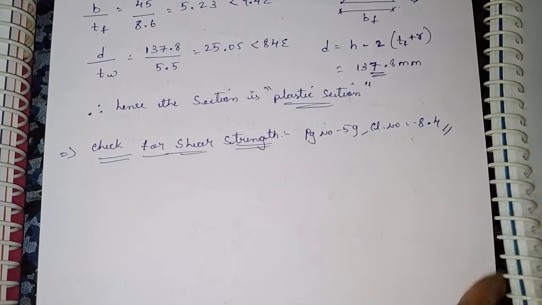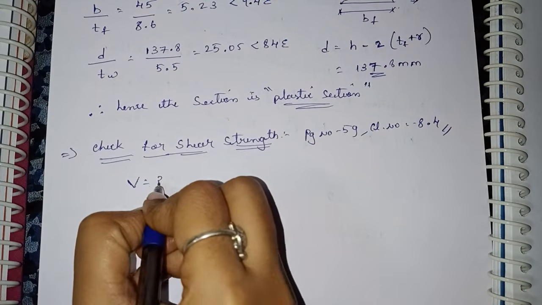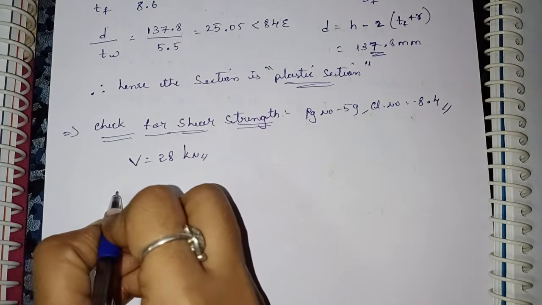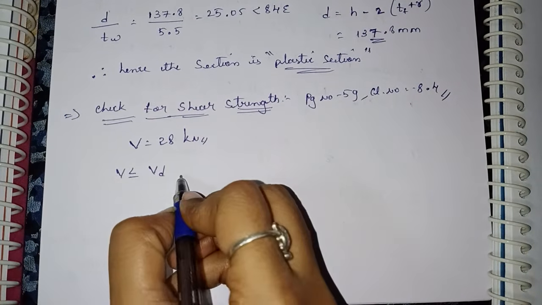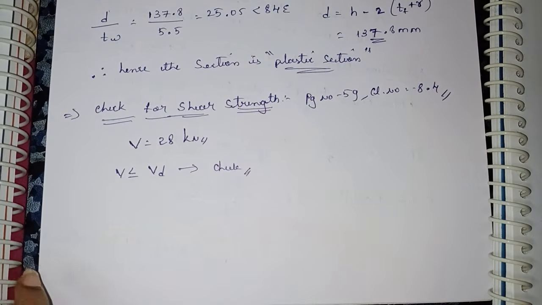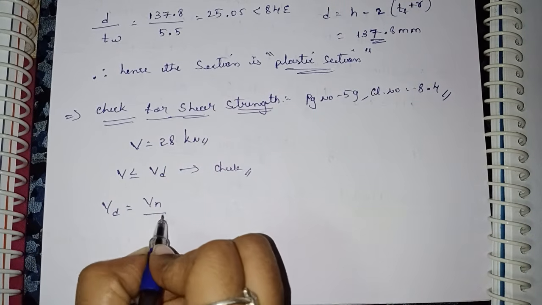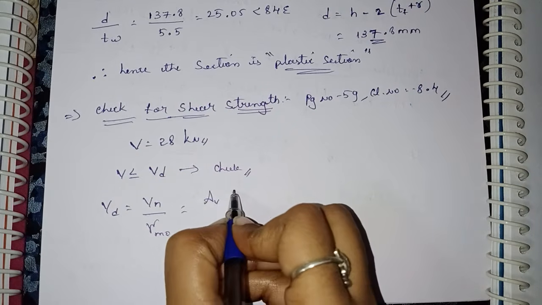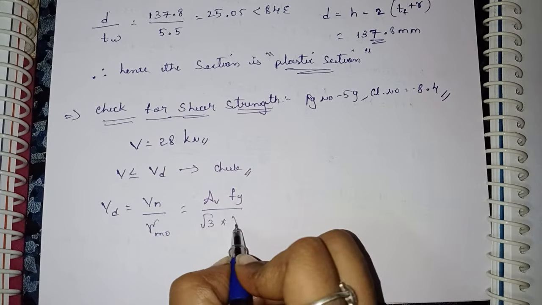Okay, same thing, we'll write it down here. So what is V? We calculated, no? So V is 28 kilonewtons, and always V should be lesser than or equal to VD. How do you calculate VD? This is our check actually. We need to check whether this equation is correct or not. Okay, so now we'll calculate what is VD here. VD is nothing but Vn divided by gamma m naught, correct? So that will be equal to Av Fy divided by square root of 3 into gamma m naught.